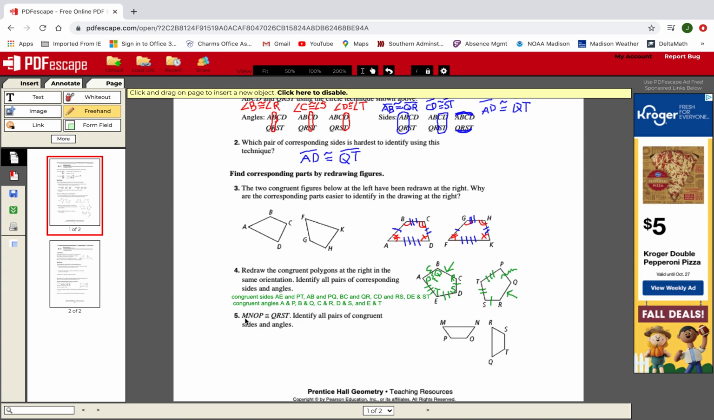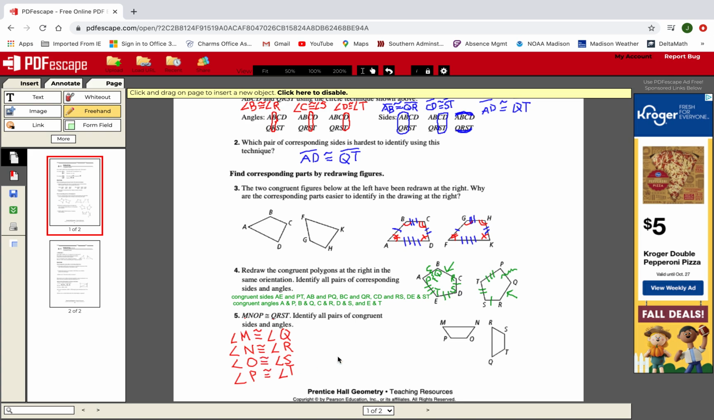For instance, M and Q are both the first letters, so I can say angle M is definitely congruent to angle Q. I know that to be true because of the congruent statement, which means angle N is going to be congruent to angle R, and angle O is going to be congruent to angle S, and angle P is going to be congruent to angle T. Corresponding parts are congruent. Add my symbols in here.